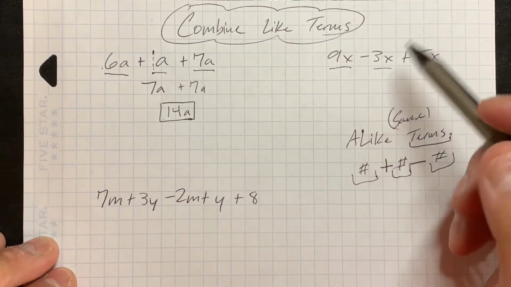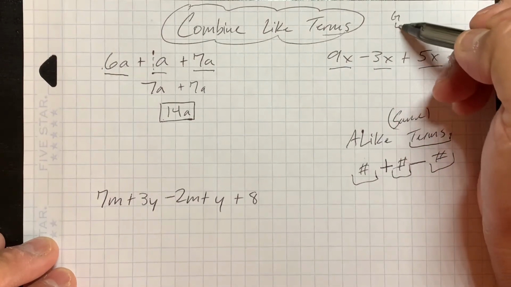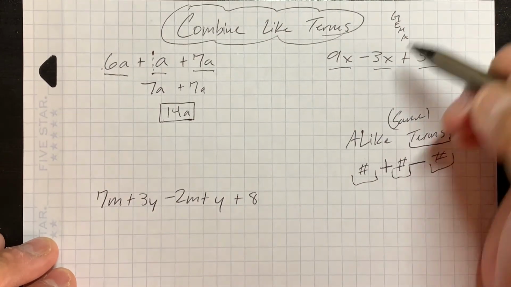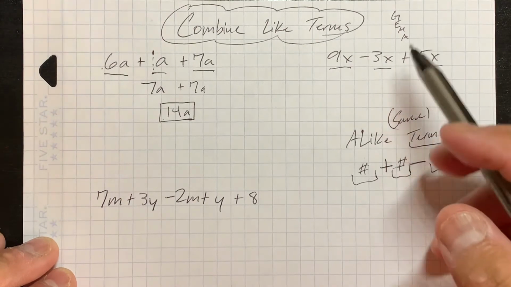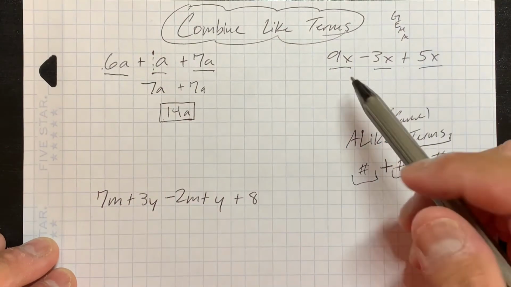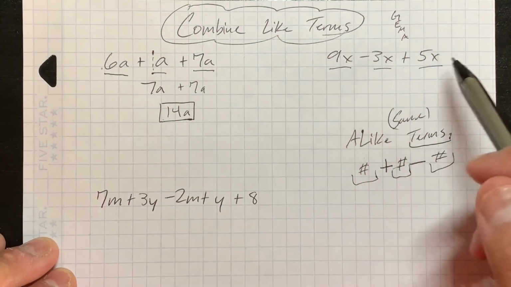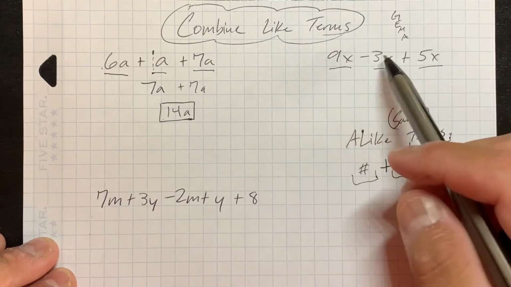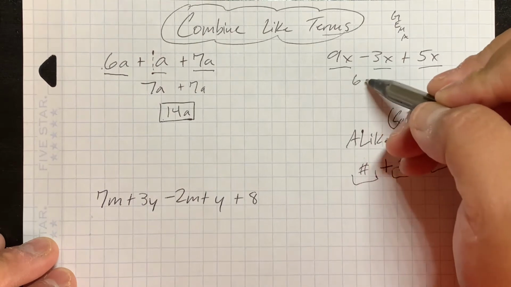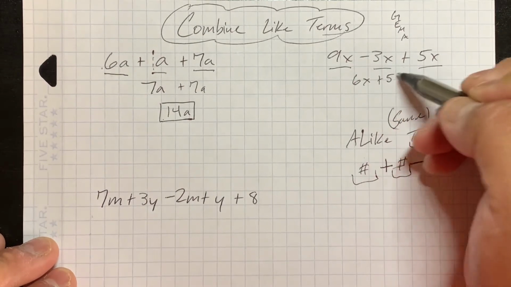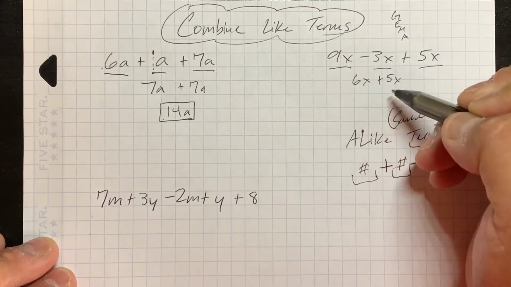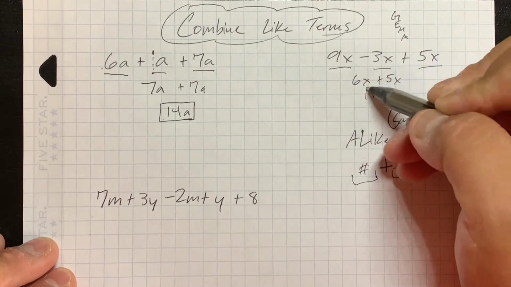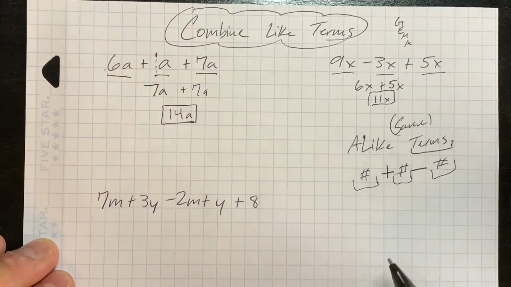Now, according to order of operations, grouping symbols, exponents, multiplication, addition, multiplicative operations, additive operations. So we're going to go from left to right. So we're at the additive operations with subtraction and addition. So 9 minus 3 is going to be 6. So 6x plus 5x is going to be 11x. You just simplified the expression by combining like terms.